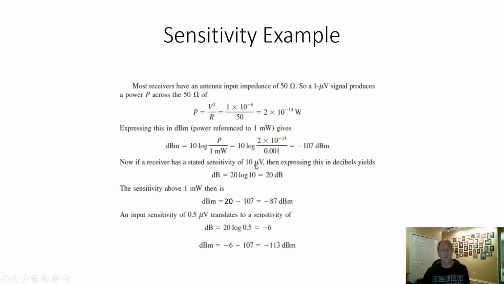If a receiver has a sensitivity of 10 microvolts, expressing that in dBs is 20 log 10, it's 20 dB. Sensitivity above a milliwatt, 20 dBm is that 20 minus the 107 up here, which is minus 87 dBm. So that's the sensitivity above a milliwatt. If you're looking at a half a microvolt sensitivity, that translates to 20 log 0.5. That's 0.5 above a microvolt. It ends up with minus 6 dB. And so your dBm number in that case is minus 6 minus 107, which is minus 113 dBm. So there are some sensitivity examples and how we express sensitivity of a receiver.